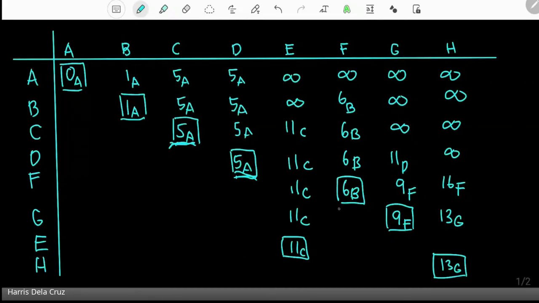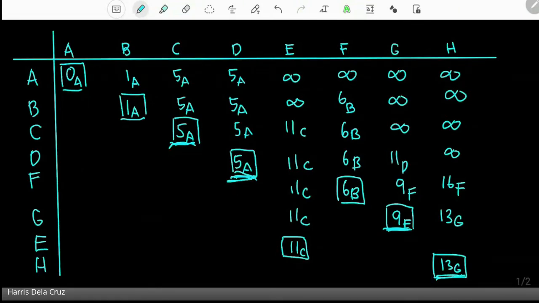The shortest path to F is 6 coming from B. But we already know that the shortest path from A to B is the direct path A to B. So, if we trace back this path, the shortest path from A to F is A to B and then B to F. The shortest path to G is coming from F, but we already know that the shortest path to F comes from A. So that's A to F and then F to G.